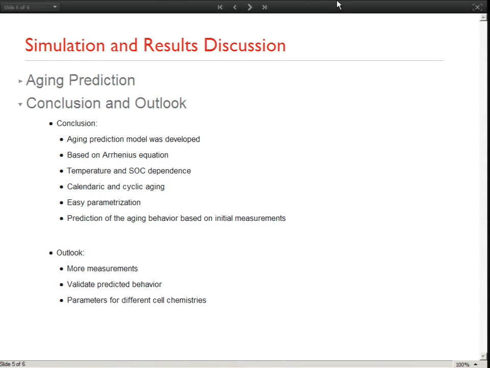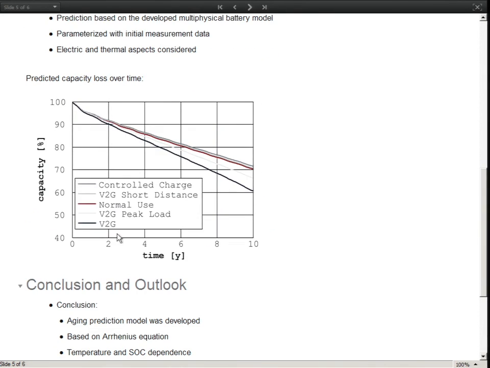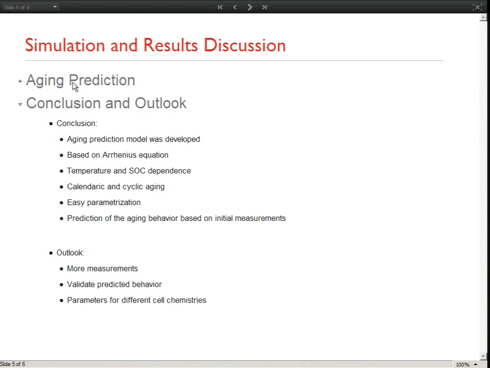The problem is, as we've seen before, the aging simulation took place over 10 years in general, so it's a very long time, and if we would have batteries cycled over 10 years in our infrastructure, we couldn't test any other batteries during that time. So it's very hard to validate the predicted aging behavior. But one approach would be to validate the predicted aging behavior at higher temperatures in order to decrease the battery cycle lifetime, so to have the aging effects at an earlier point of time.